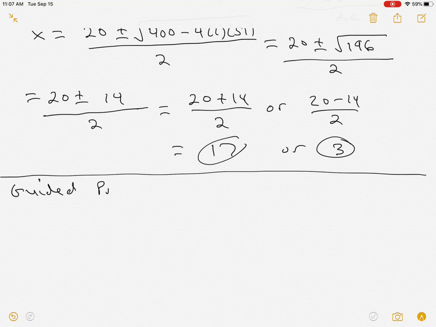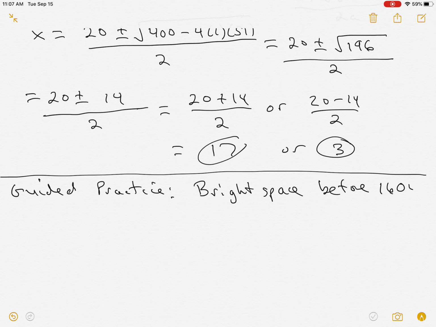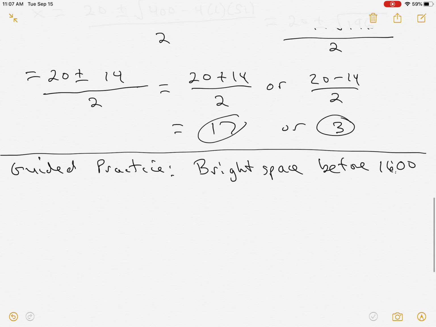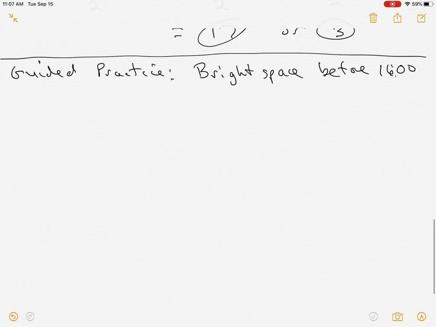Okay, so here's your guided practice problems that you're going to turn in on Brightspace. And make sure they're in before 1600 today, because that's when I shut it down. I don't want you to have to do this as homework or anything. I want you to use the 2 to 3:15 period to actually work on this on the days we don't meet. Okay, so all you're doing is solving.